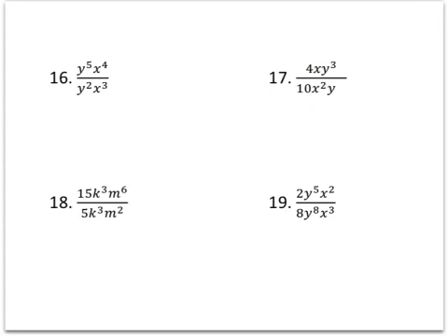Okay, now this is more of the same. We just added in more variables. So do each variable separately. We've got y to the 5th over y squared. What does that leave me with? Y cubed. X to the 4th divided by x to the 3rd. 4 minus 3 is 1, so it's just x. Do I have anything in the denominator? Nope. So that's my final answer.